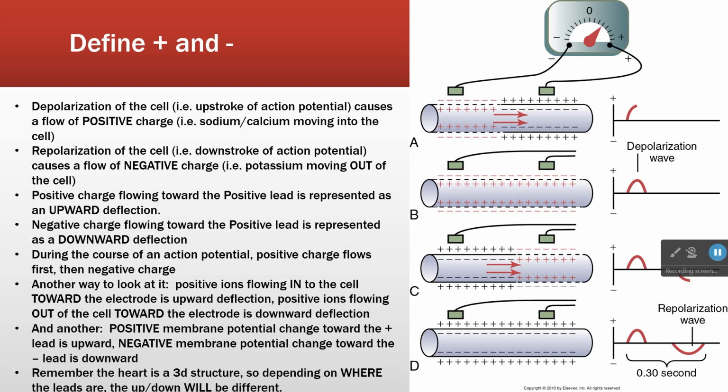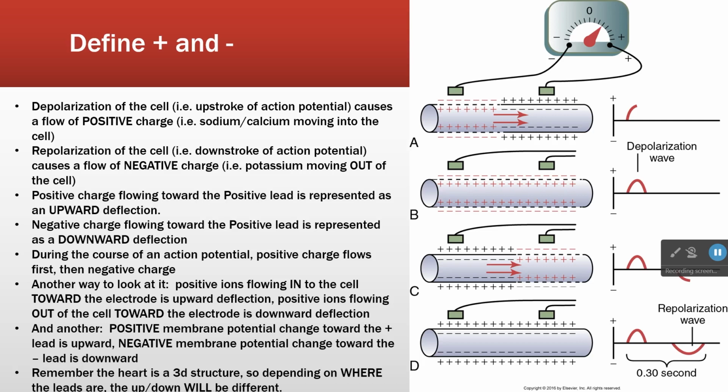Now the cell is going to repolarize. Depolarization completed, now relaxation. Repolarization is going to occur in the same direction. So here we have negative charges on the inside of the membrane, and they're moving towards the positive lead. Negative charge moving towards the positive lead, negative deflection.